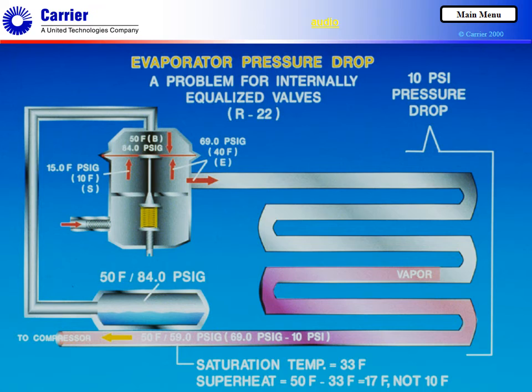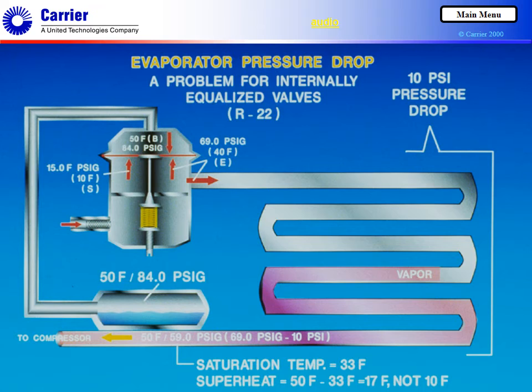The problem is that the actual superheat must be measured based on the pressure where the superheat is sensed. At the remote sensing bulb, the pressure is 69 psig minus 10 psig, which equals 59 psig. The saturation temperature that matches this pressure is about 33 degrees Fahrenheit. Therefore, a 50 degree Fahrenheit actual gas temperature in the bulb location represents 17 degrees Fahrenheit superheat, that is, 50 degrees Fahrenheit minus 33 degrees Fahrenheit, not 10 degrees Fahrenheit as originally assumed.